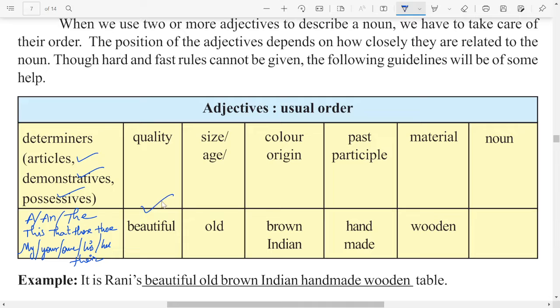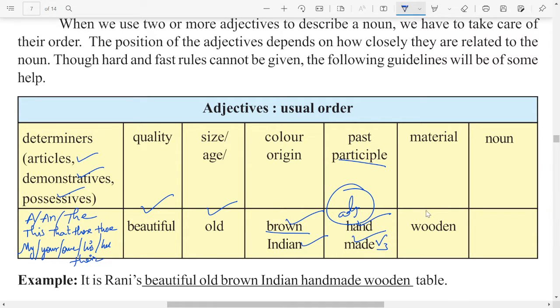Next one, quality. Quality can be beautiful, ugly, all these. Next one, age, I already told you, old or young it shows. Next one, color or origin. Color can be brown, white, all this. Origin in the sense from which country or which place, like Italian, French, all these can be used in this case. Past participle in the sense handmade. We say handmade articles. What is handmade here? Made is verb form 3, used as the past participle, and participles can be used as adjectives.